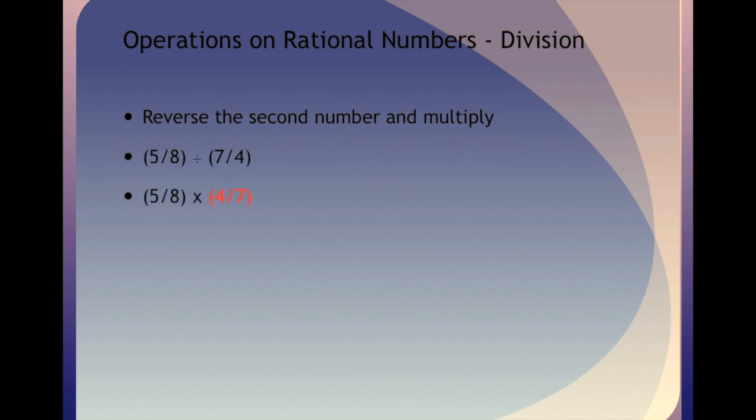In case of division, again it is not very tough. The rational numbers division is pretty simple. What we have to do, there is one more additional step in comparison to multiplication. We have to just reverse the second number and multiply. Reverse means the numerator becomes denominator and denominator becomes numerator.